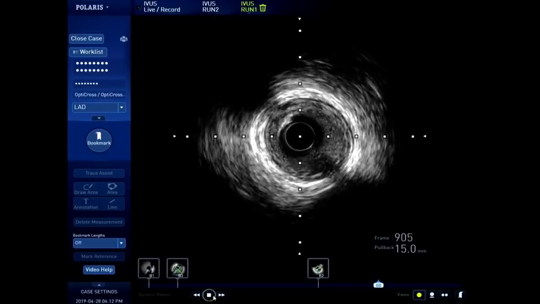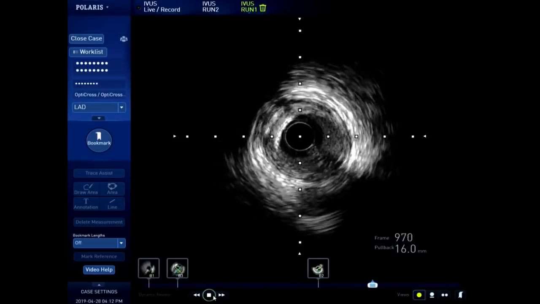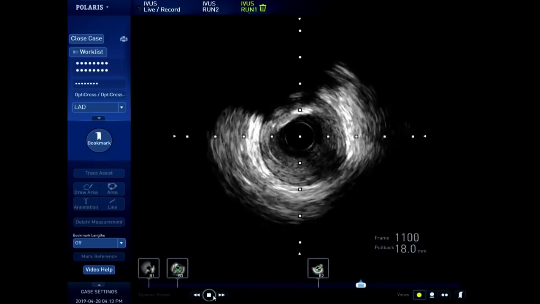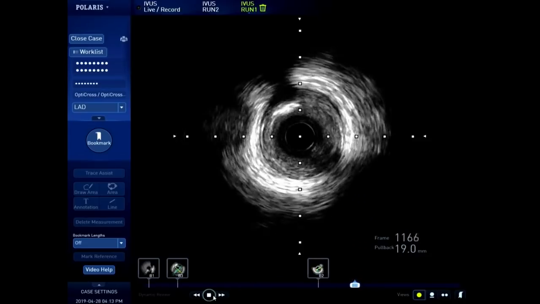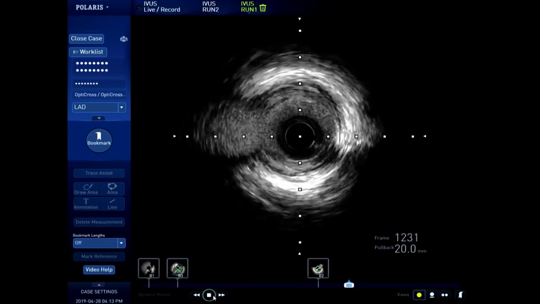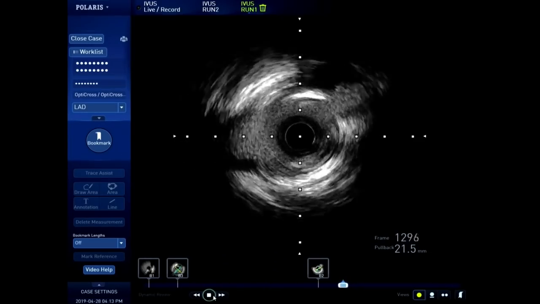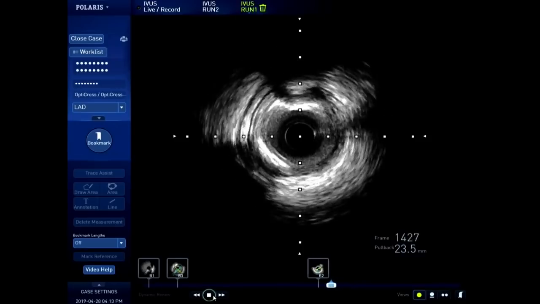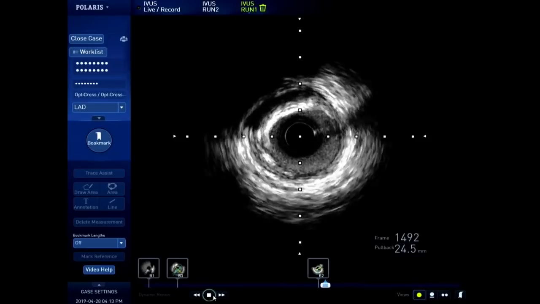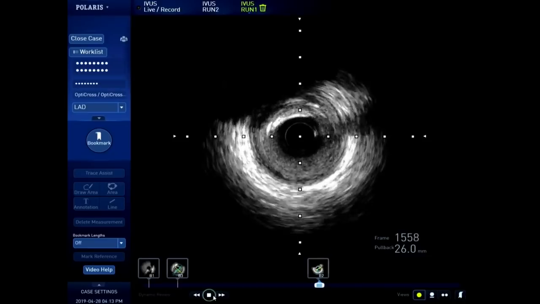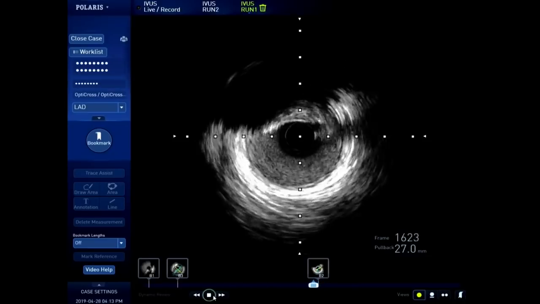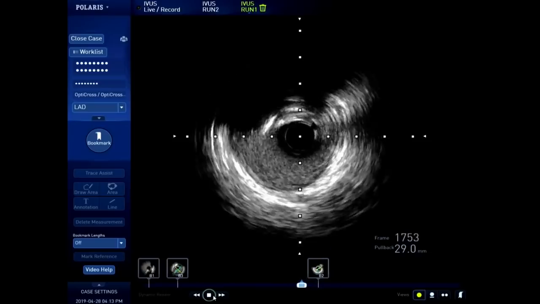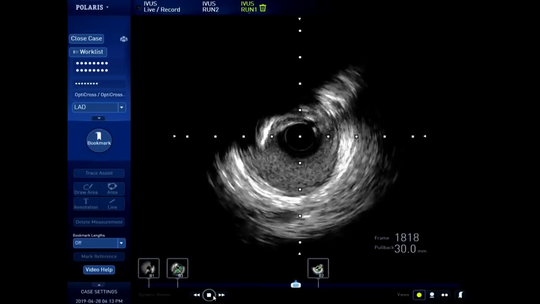Okay, this is the distal part, and the vessel size was 3.5. Yes, this is a plaque, and there is some calcium. And this is nearly the proximal part. Basically diffuse disease.